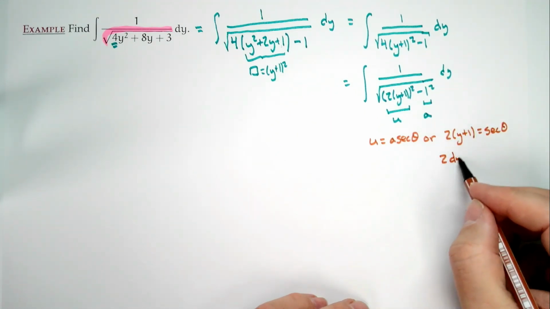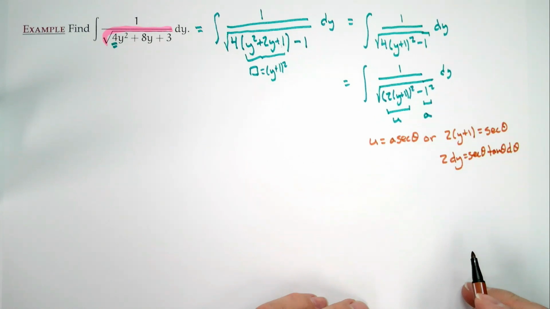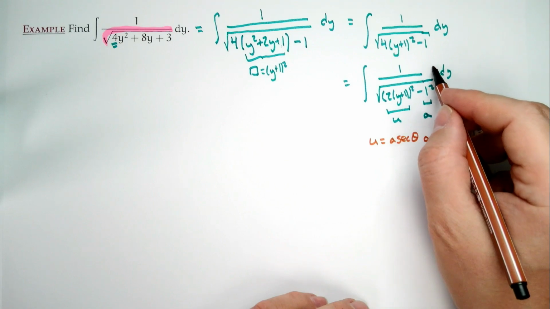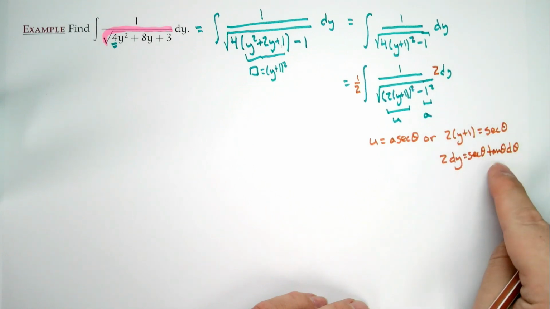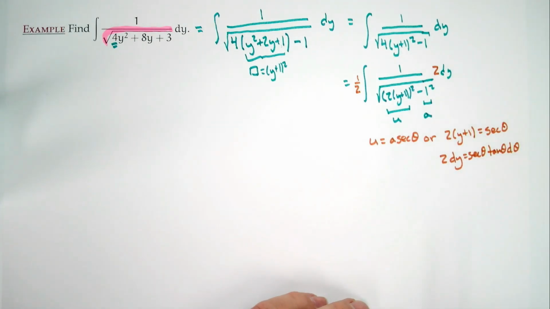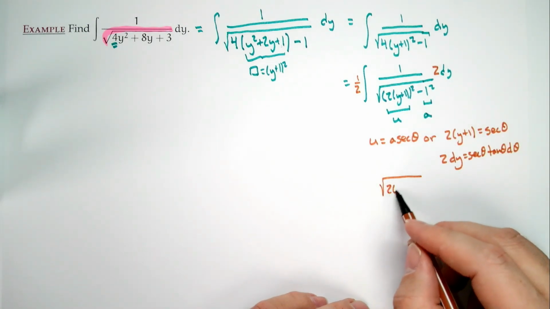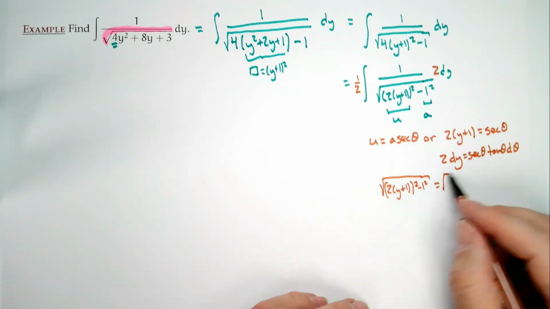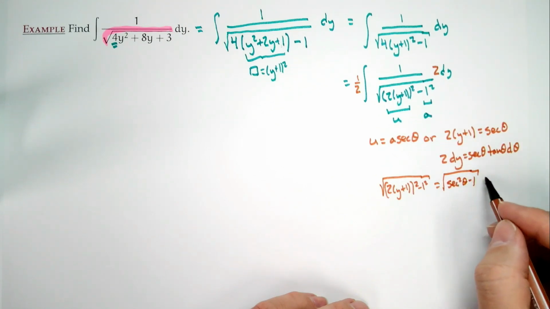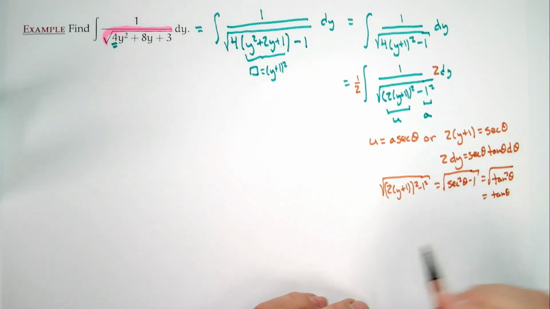Take derivatives. 2 dy equals secant theta tangent theta d theta. So we don't have a 2 up there. That's all right. We can put in a half, or we could move the 2 over, the same effect. On a side note, the square root of 2 times y plus 1, all that squared minus 1 squared, becomes the square root of secant squared minus 1, which becomes the square root of tangent squared, which becomes tangent.